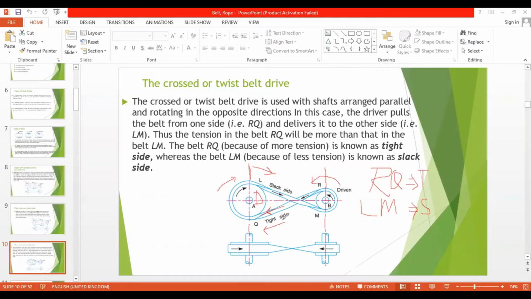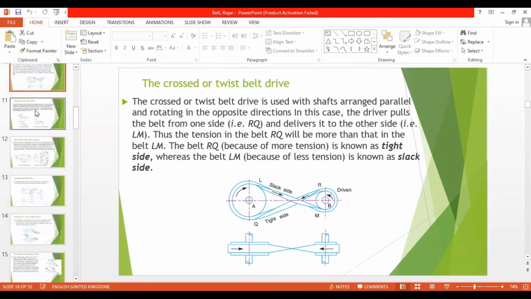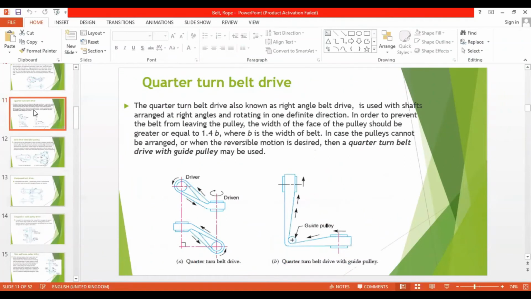So this definition for tight and slack side is applicable everywhere. The belt part which is approaching the driver is the tight side. The belt part which is approaching the driven is called the slack side. So this is all about the cross belt drive.